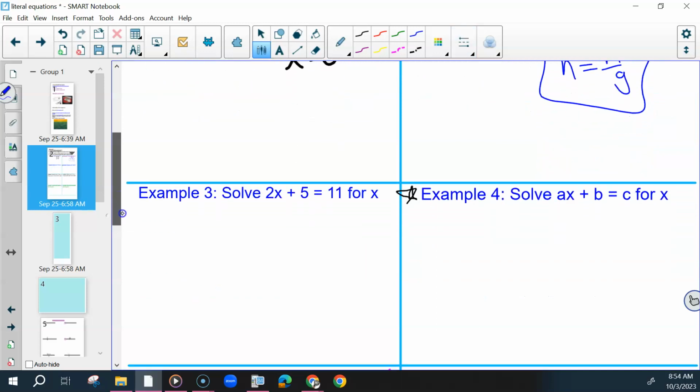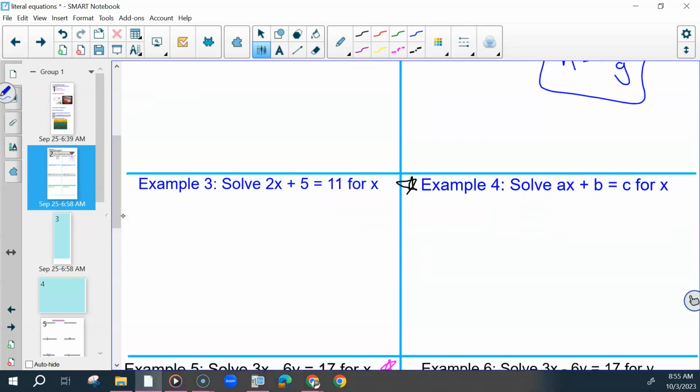Try the next one. 2x plus 5 equals 11. If we're solving for x, what would be our first step? Minus 5. We have 2x equals 6, and now this looks just like example 1. You divide both sides by 2.